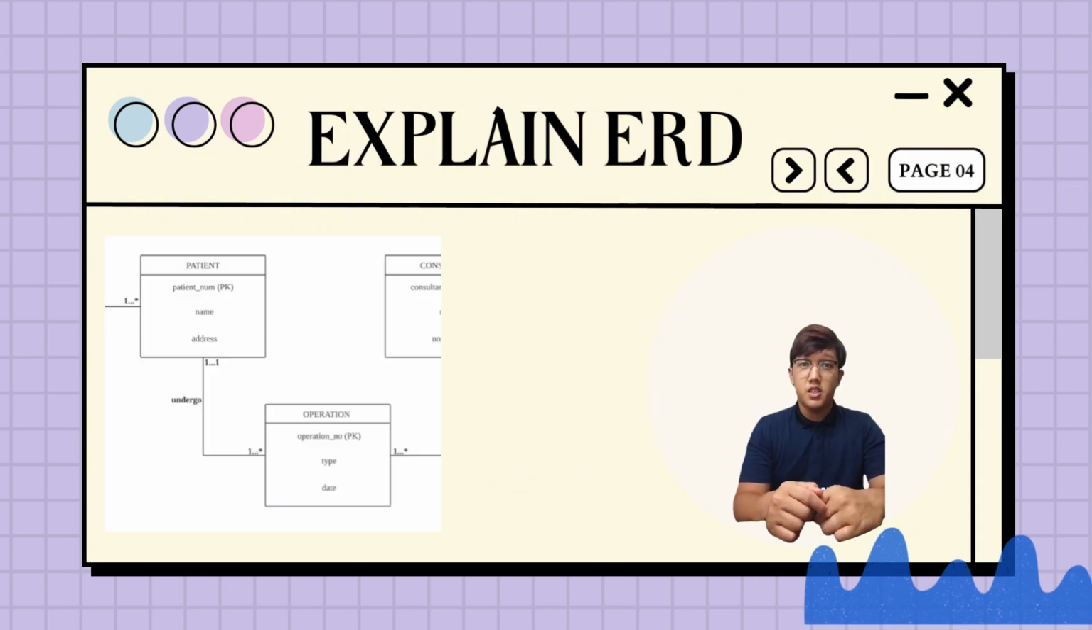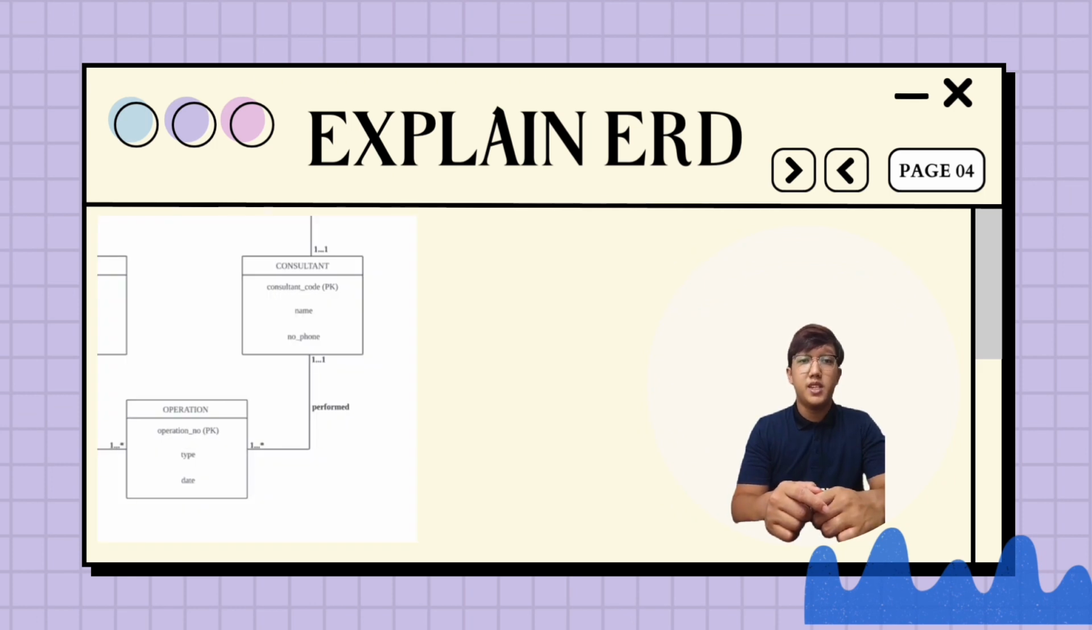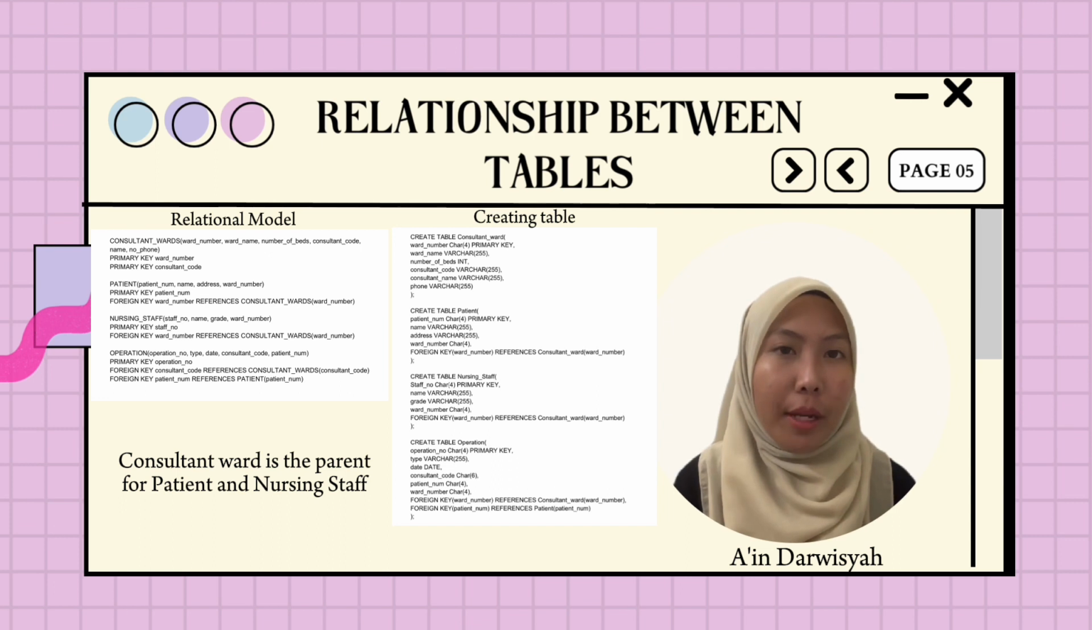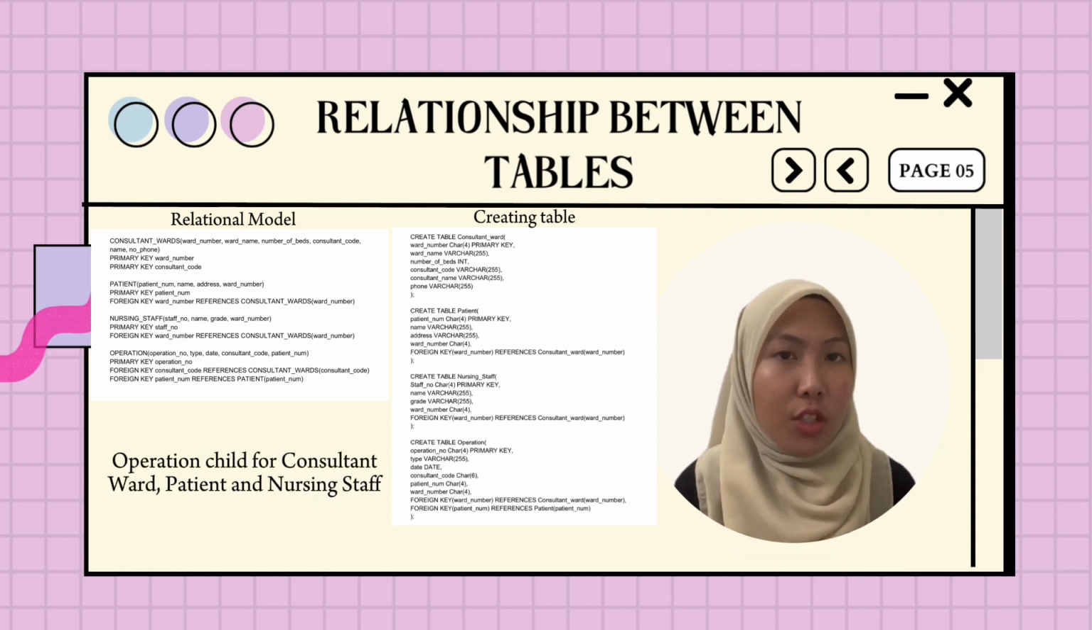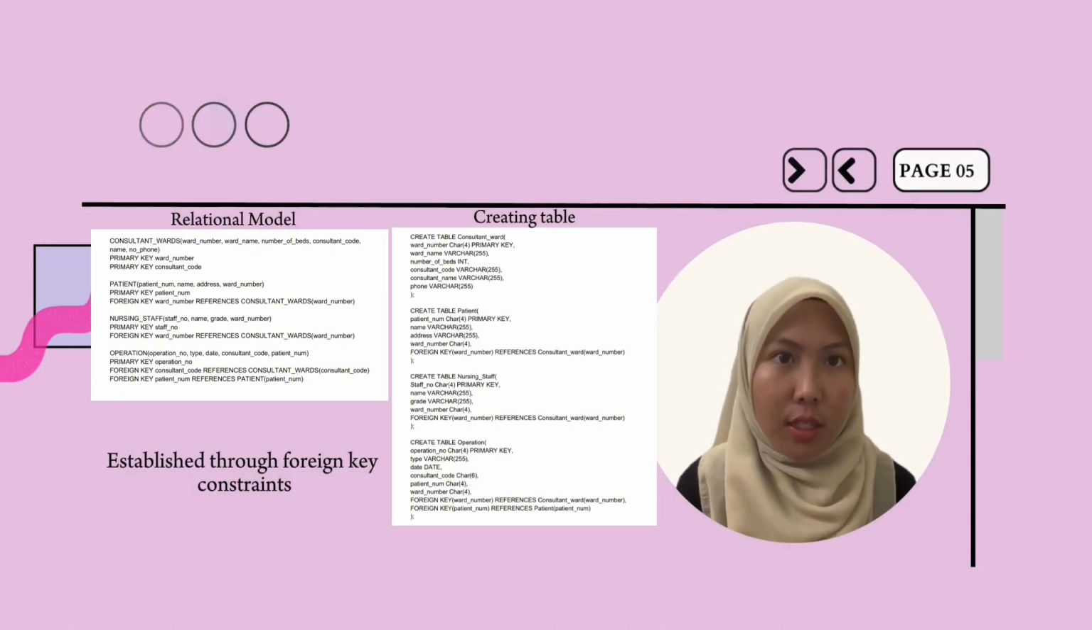Then for the tables patient and operation, one patient can undergo many operations but one operation can only be for one patient. Lastly, for the tables consultant and operation, one consultant can perform one operation but one operation can be performed by one consultant. The consultant ward table is the parent table for the patient and nursing staff tables, and the operation table is the child table for the consultant ward, patient and nursing staff tables. The relationships between the tables are established through foreign key constraints.